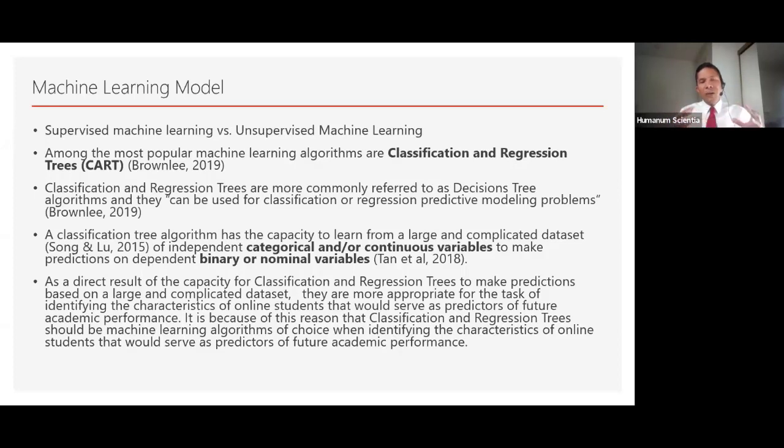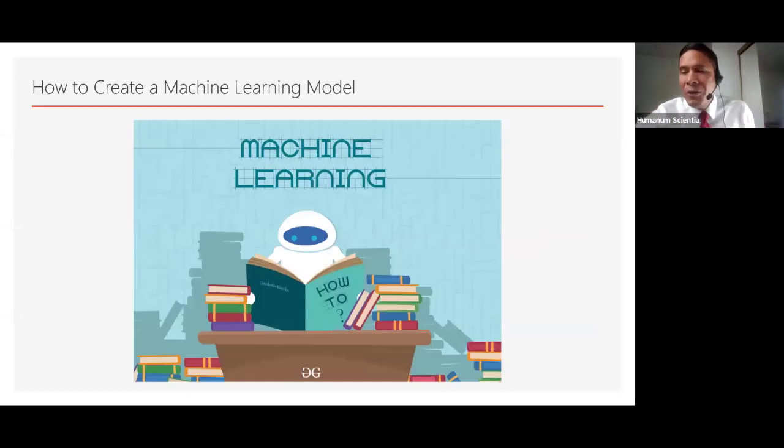The most common machine learning algorithm is classification and regression trees, or CART. The reason it's the most common is because you can use categorical or continuous variables to make predictions on binary or nominal variables. And we're going to be using CART to build a machine learning model that can be used to create a profile of those students who are going to be at risk of failing the program. So let's do that.